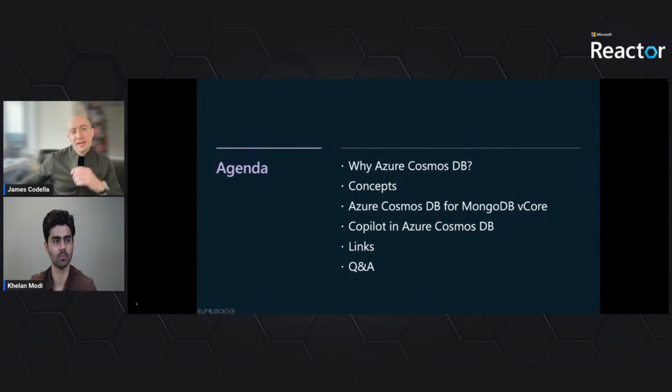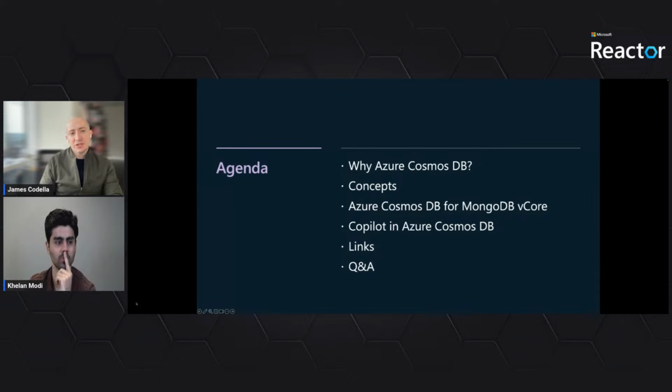So just a quick agenda for today. We'll talk about what are the unique requirements for AI-powered applications in this modern era. We'll talk about why Cosmos DB is a great fit. Before we get into the details around AI applications and vector search and all that good stuff, we'll give a brief primer about the concepts.